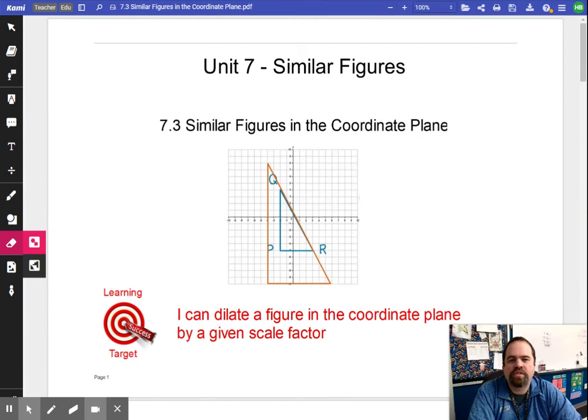So historically I've done this section before the one that we just did, but since we were kind of in the zone with proportions, I thought maybe flipping them around would be a little bit better. I didn't have time to rename my presentation here, but it doesn't really matter for you guys. What we're going to look at is similar figures in the coordinate plane, which math-wise, these are really easy to do. The downside is you have to graph.